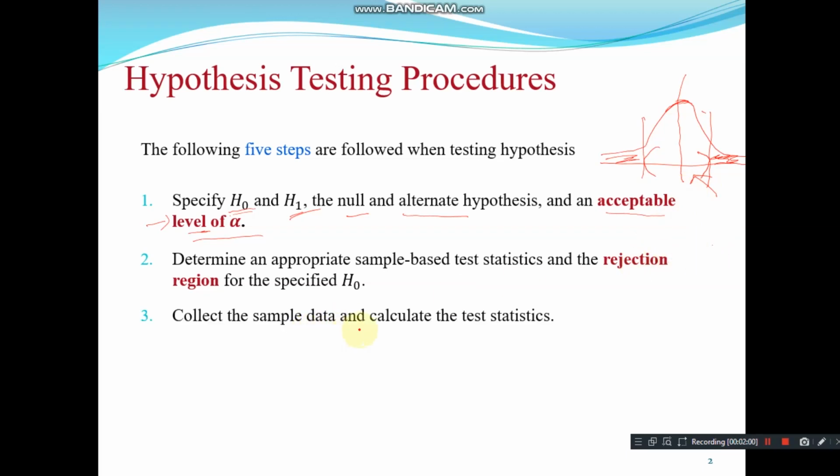Collect the sample data and calculate the test statistic. Whatever experiment you are going to do from that population, just collect the sample data, and for that sample data you calculate the test statistic, whether it is related to the mean or standard deviation or variance, whatever you are going to test exactly. Accordingly you do the test statistic.